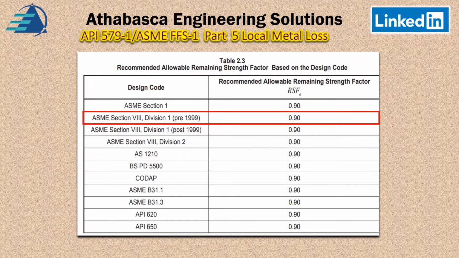I threw this slide in here just as a reminder of where we got our remaining strength factor allowable. We got it basically from the code. It's pretty straightforward. They're all basically at 90%. If you look in chapter 2, under remaining strength factor, there's a very detailed discussion, lots of strength and materials discussion. So it's a little bit involved, but I'm glad that they've simplified it with this table.